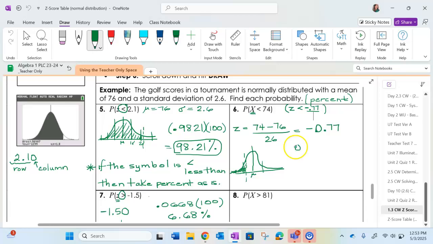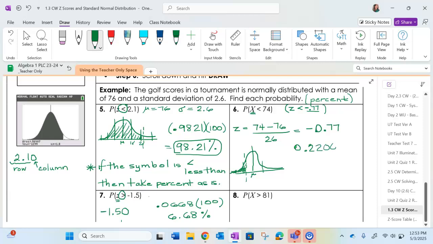So I know it's 0.2206. I'm going to multiply it by 100. And I get 22.06%. Now, do I keep this? Well, when it's less than, that is a less than symbol. Same thing here. When I keep it, this number stays the same. Only time I subtract it from 100 is when I'm doing above or greater than. Okay? All right, the next part will be the last three problems.